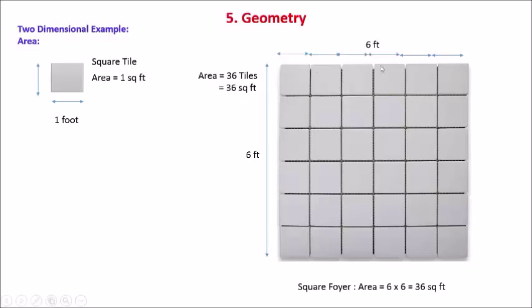So now I can write down the formula. The area of the square is exactly, each side is 6 feet. I can write it as 6 times 6, which is 36. So the reason is because I can cover this area with 36 tiles. So now you know why the area of a square is side times a side, right?